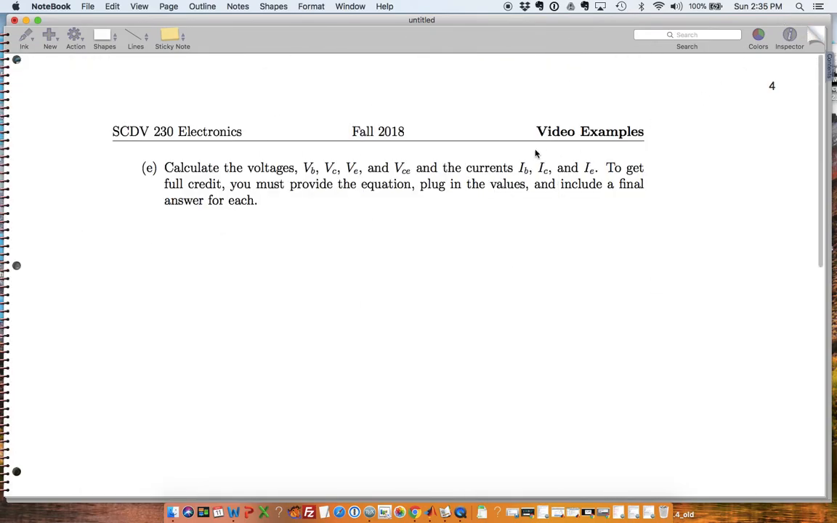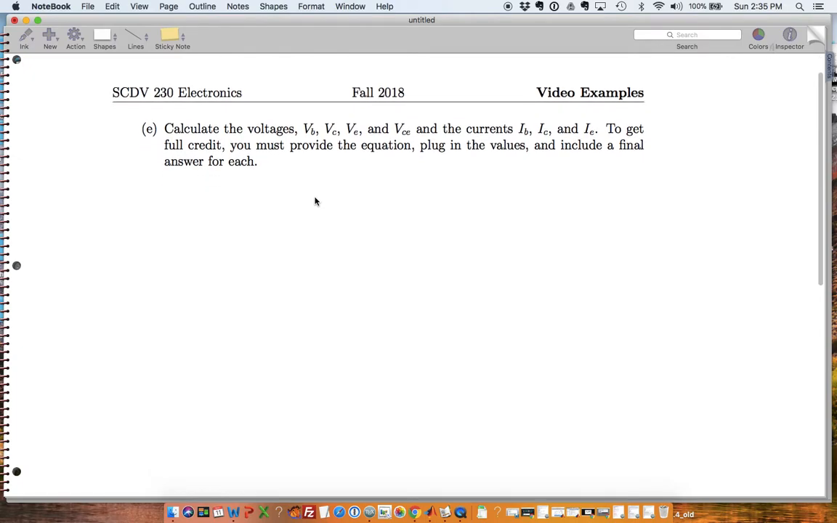Okay, next part is we need to calculate the voltages: VB, VC, VE, VCE, and then the currents, IB, IC, and IE. And in order to get full credit, we must provide the equation, plug in the values, and include a final answer. So let's start with VB. I'm going to just quickly draw the circuit again here.